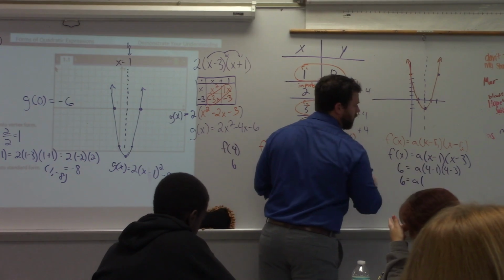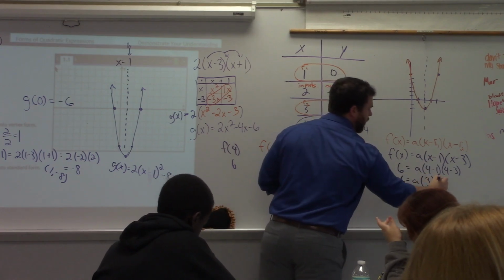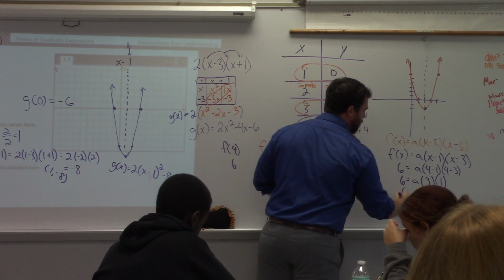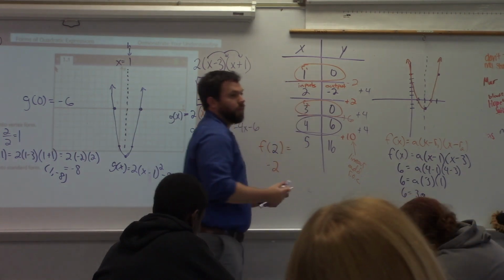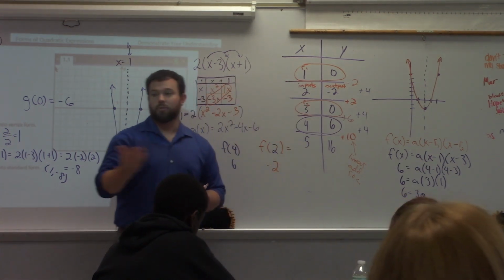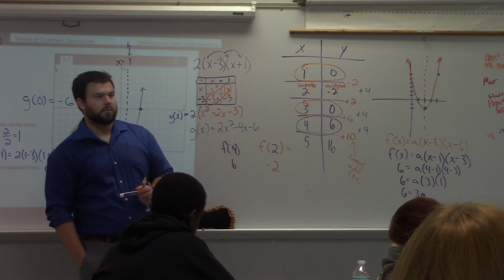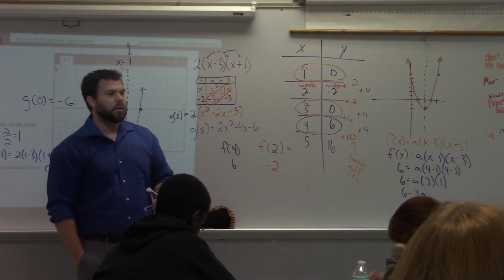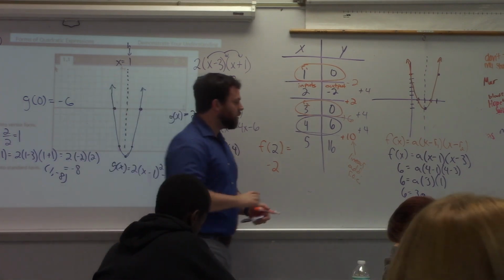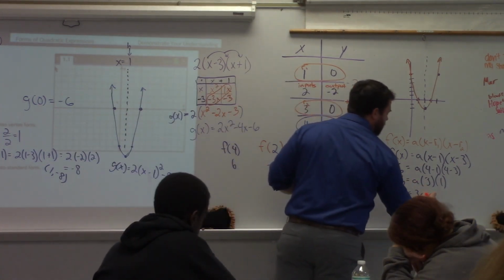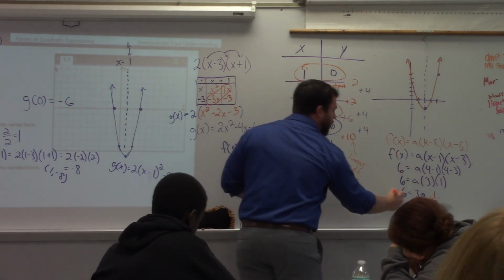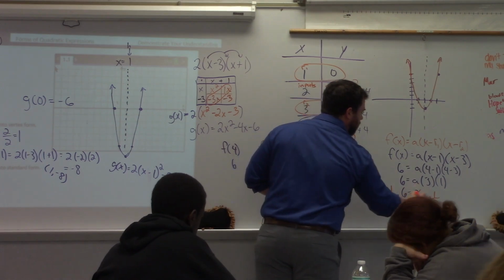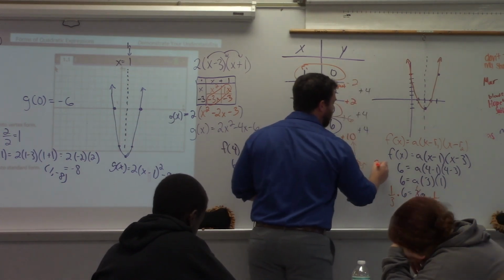What's 4 minus 1? 3. 4 minus 3. And so I am left with 3a. I've simplified as far as I can go. Hopefully you recognize 3 times what gives me 6? 3 times 2, right? A is 2. But also, what's happening between the 3 and the a? They're being multiplied. What's the inverse of multiplication? Division, right? I multiply by that 1/3, that reciprocal. 3 divided by 3 is 1. So a, again, is 2.